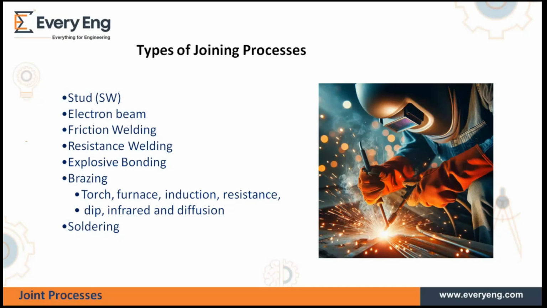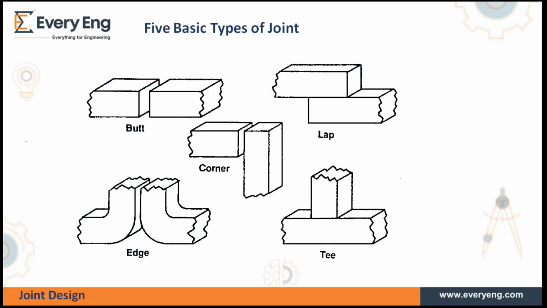Then another joining technique is brazing, which can be torch brazing, furnace brazing, or induction brazing. So there are different types of brazing available. And soldering: many times in electronic items you see solder being used to join wires, thin wires. So these are basically the joining processes which we use. We are concentrating first on welding.